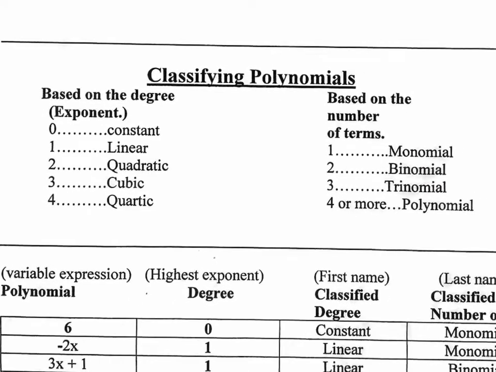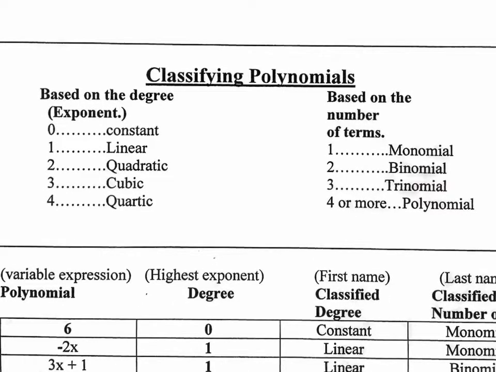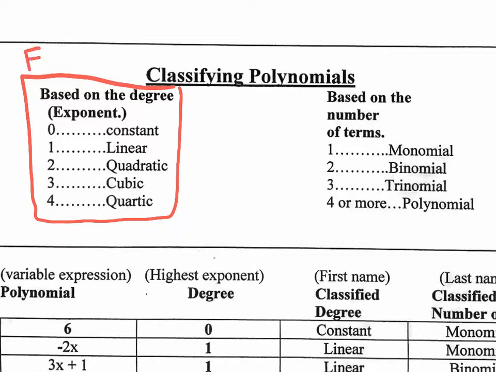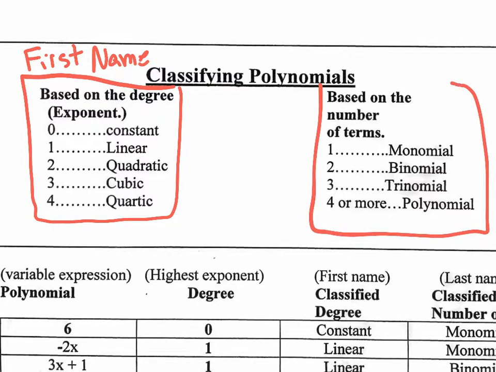All right, it says classifying polynomials. So what I would like you to do right now is to circle or box in this group right here, and let's write down first name right there, first name. Okay, so polynomials, we're going to give them a first and last name, right? And over here, box this one in. This is going to be your last name, or the last name of the polynomial. Okay? So the first name, as you could read right here, the first name is based on the degree. And we should all know from the notes that we just saw, degree is the highest exponent.